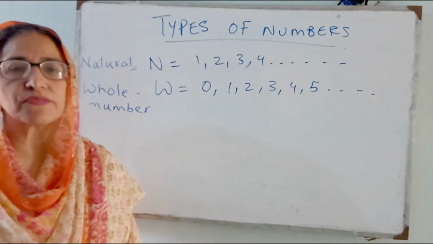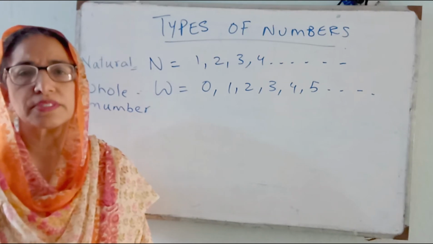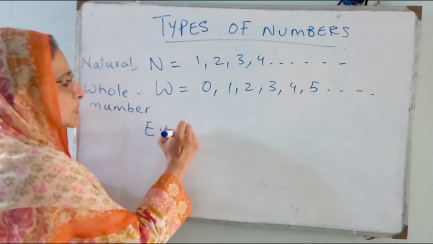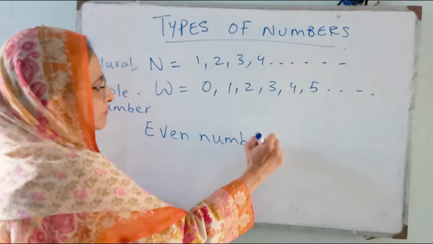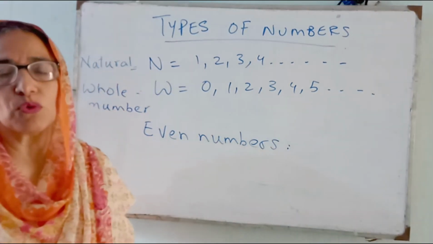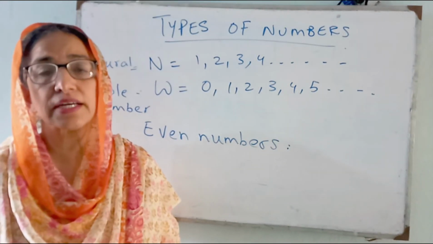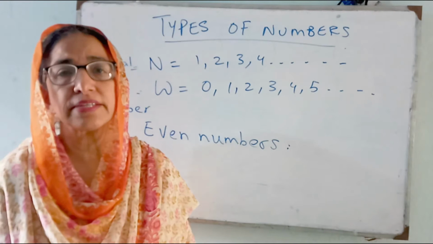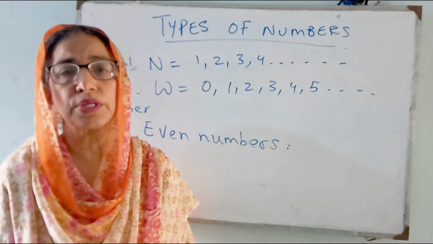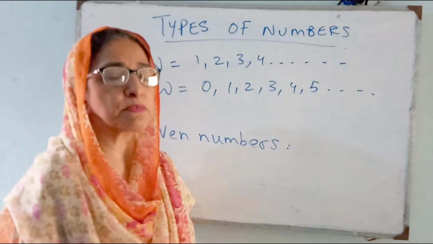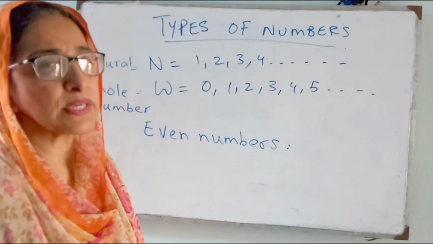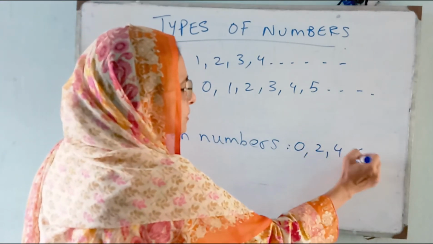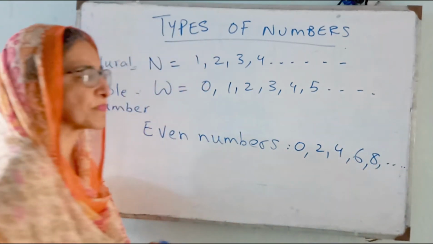Now the whole number is further classified into different types of numbers. For example, first of all we have even numbers. Now even numbers are whole numbers which are completely divisible by 2. When I say completely divisible by 2, that means it is not going to leave a remainder. When a number is divided by 2, it is not going to leave a remainder. So examples of even numbers are 0, 2, 4, 6, 8 and so on.